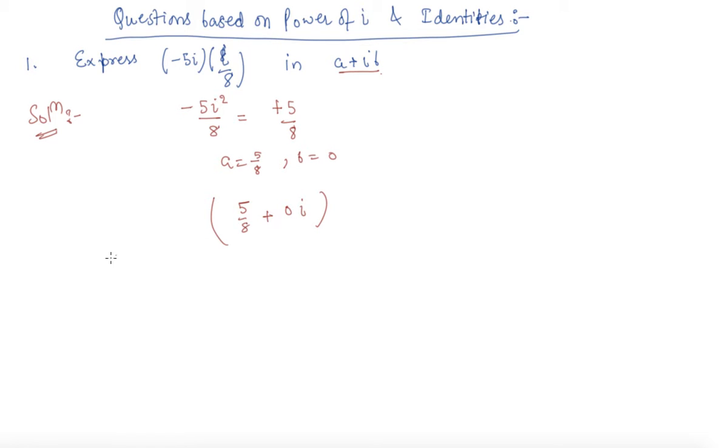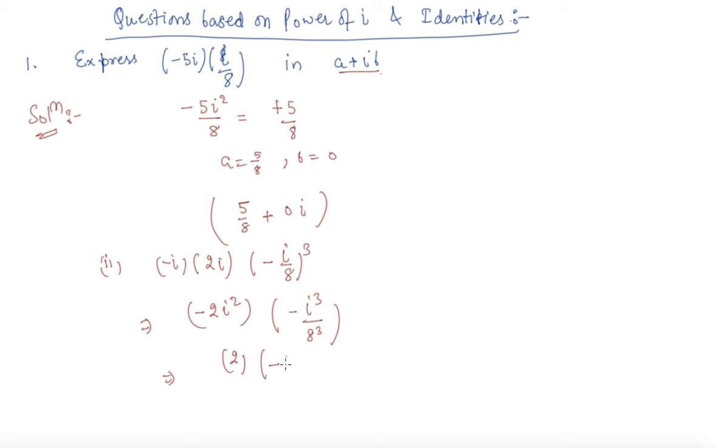Now the second part of this question: similarly, we have to express this also in a plus iota b form. Here we will be using the power of i. So minus i into minus 2i will be minus 2i square into minus i cube by 8 cube. Here i square is minus 1, so it will be 2 into minus i cube, which is minus iota, upon 8 cube. So this is coming out to be minus 2 iota upon 8 cube.